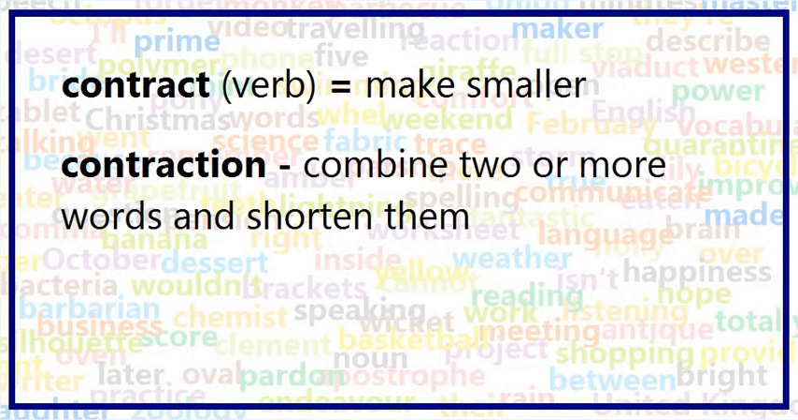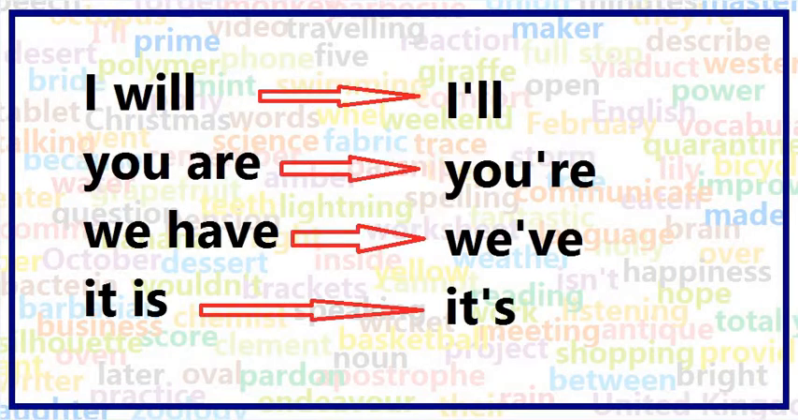The verb contract means to make something smaller, and a contraction in English is where we combine two or more words and shorten them. We attach them together, we remove some letters, and we replace those letters with an apostrophe.